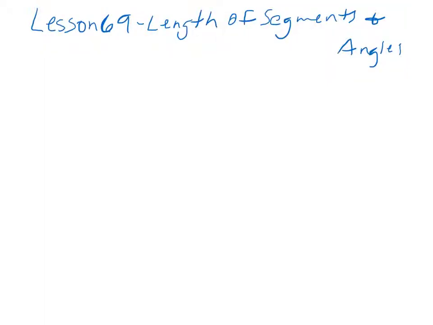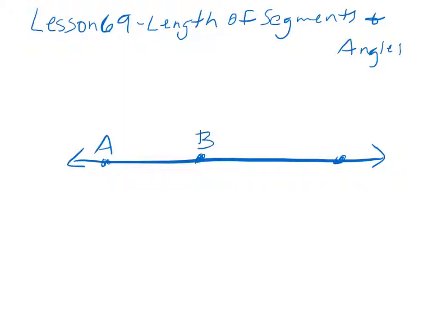All right, sixth graders. Lesson 69, length of segments, complementary and supplementary angles. And let's remember, for something to be a line, you've got to have arrows on the end. I can have points along that line if I want. I can name them A, B, and C.